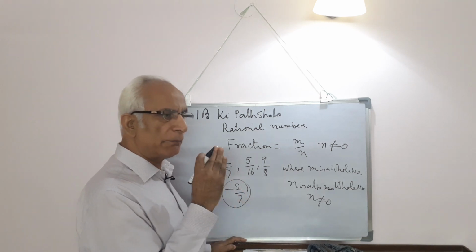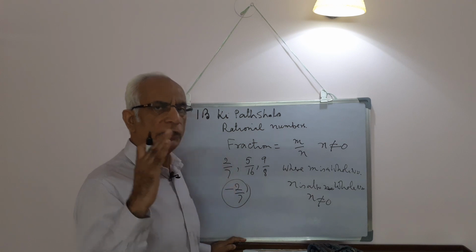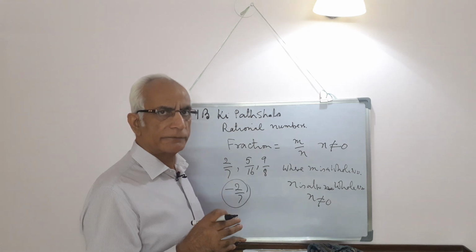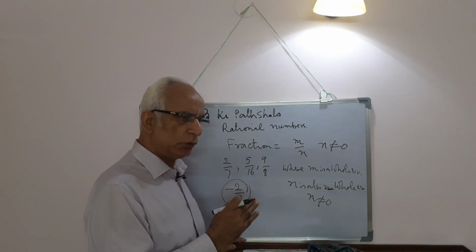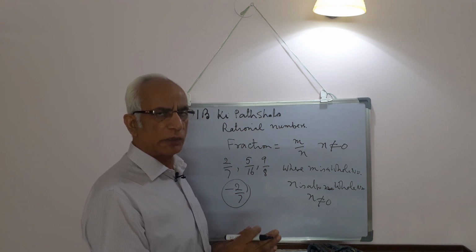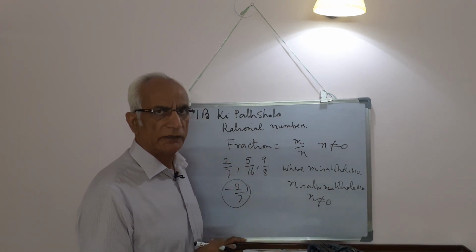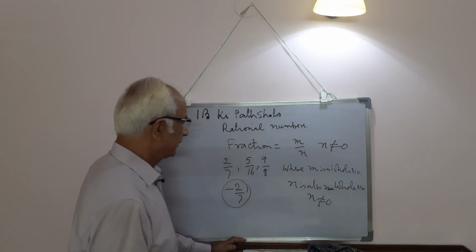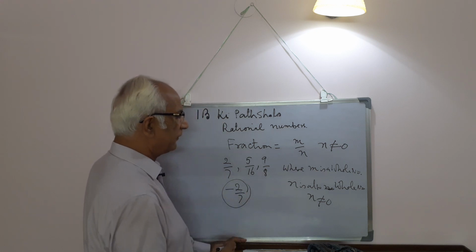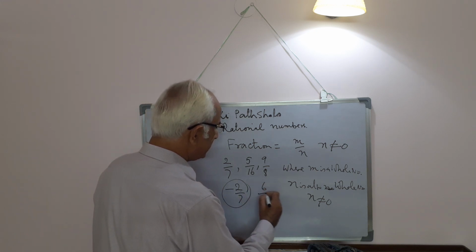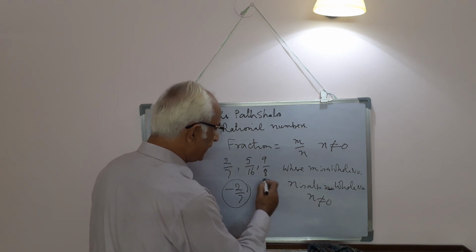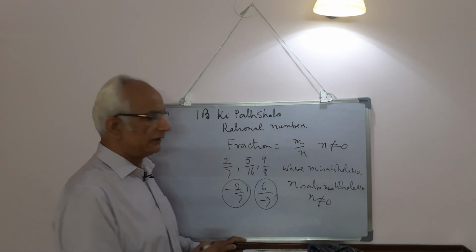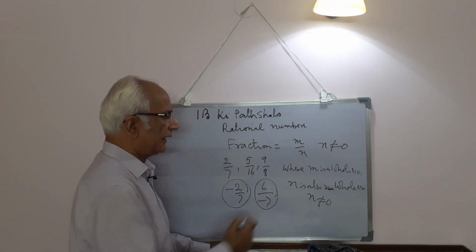Whole numbers are numbers which start from 0 and continue up to infinity, and they are all positive numbers. Integers means 0, all whole numbers and all negative numbers. Normally, integers are expressed on a number line. So this is a rational number but not a fraction. Likewise, 6 upon minus 7 is a rational number but not a fraction, because minus 7 is negative. The Q here is negative, or n here is negative.